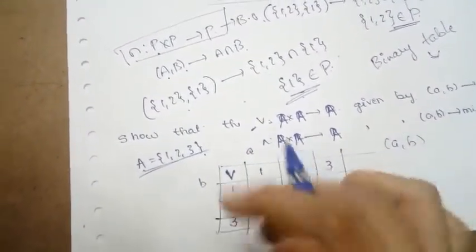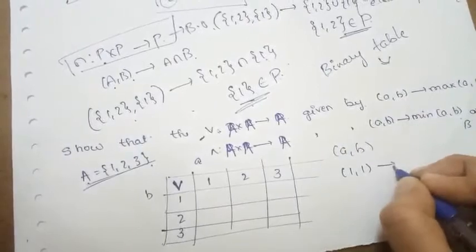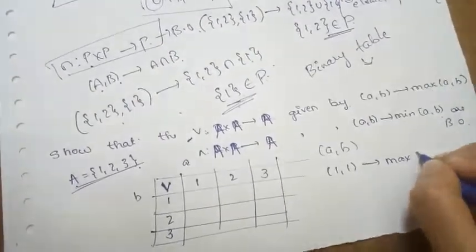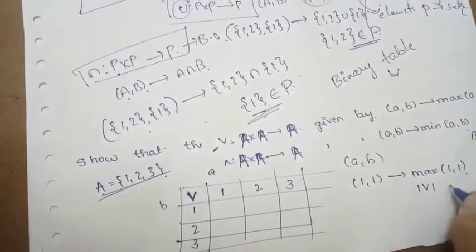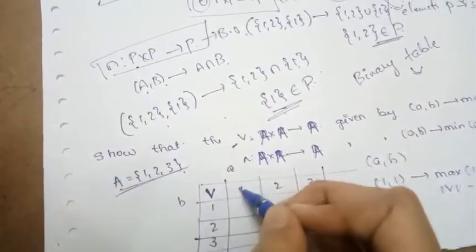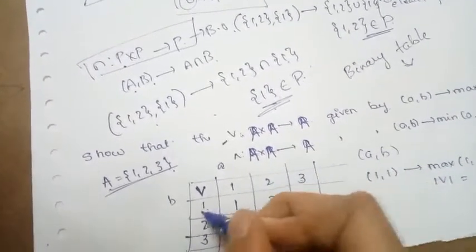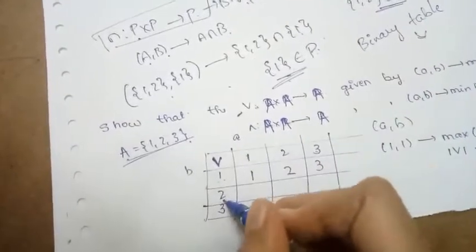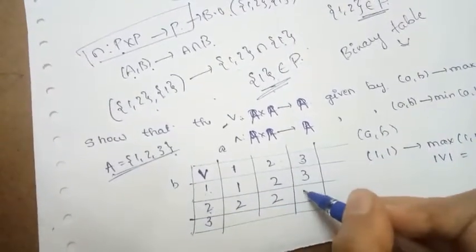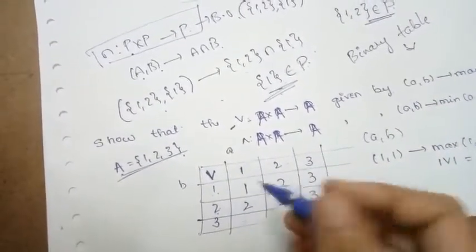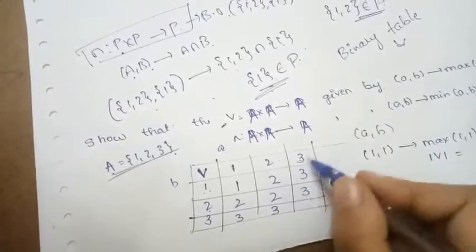So this is all the possible ways of A comma B with elements from the set A within these boxes. Now, what does each box represent? Suppose I take 1 comma 1: it represents the maximum of 1 comma 1, which is 1. 2 comma 1, the maximum is 2. 3 comma 1, 3. 1 comma 2, 2. 2 comma 2, 2. 2 comma 3, 3. 1 comma 3, 3. 3 comma 2, 3. 3 comma 3, 3.